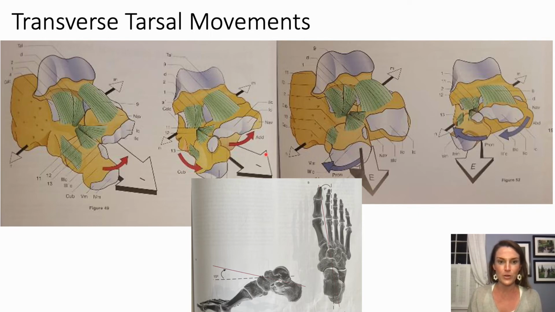So just to note, I think it's kind of counterintuitive that the navicular is moving inferiorly to increase the arch height. So if you are trying to increase the arch height in a patient, you want to make sure there's enough inferior glide.